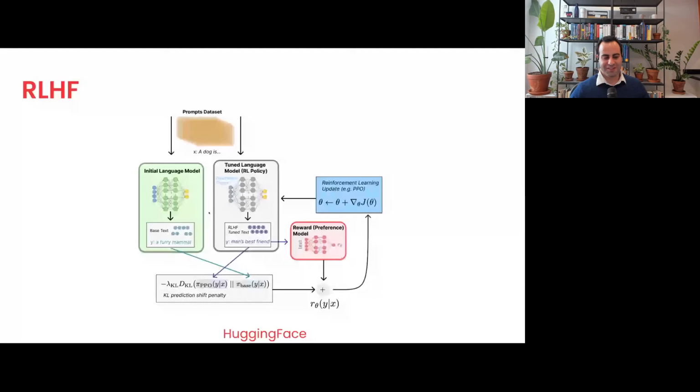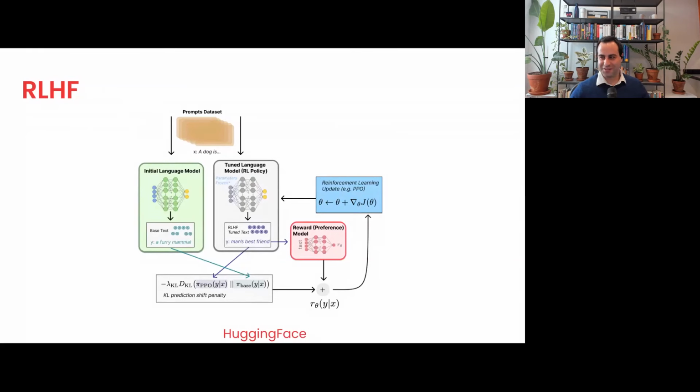You'll see this initial language model over here. You don't want the model to stray too far, or get too obedient in some sense, or try to max out the reward. So you can also constrain the model to behave like the initial language model a little bit so that it doesn't change too much.